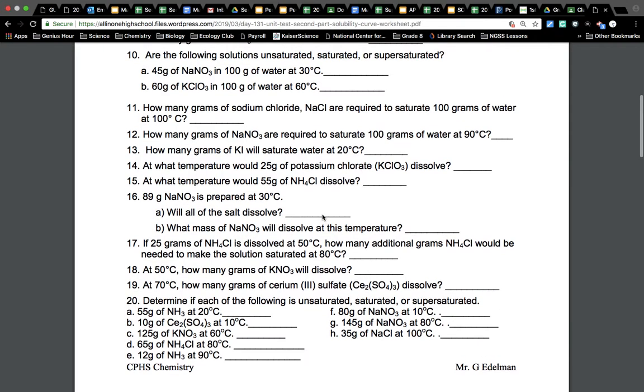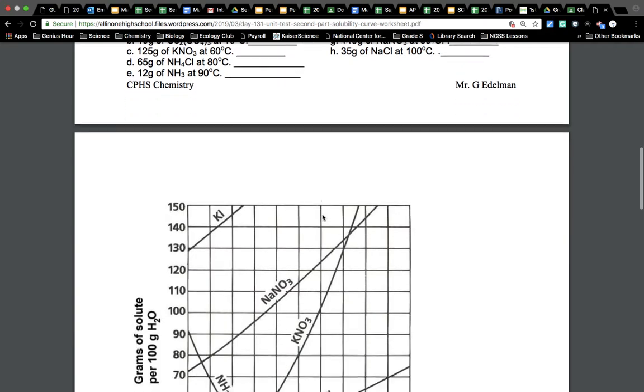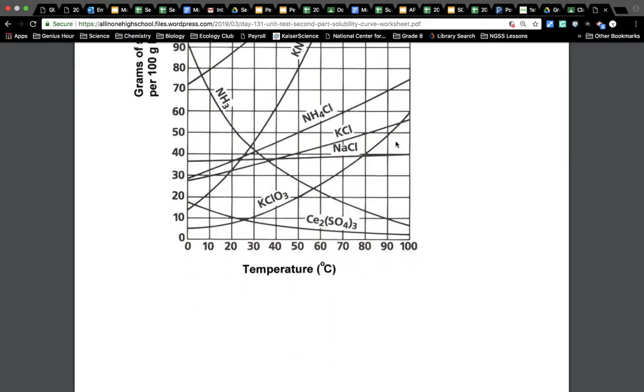How many grams of sodium chloride, NaCl, are required to saturate 100 grams of water at 100 degrees Celsius? So we want to saturate it, so it's going to be right on the line. So NaCl, it's going to be right here. It looks like it's approximately right at 40 grams. If you want to be saturated, it needs to be right on the line. Less than the line, it's going to be unsaturated because it can hold more, but supersaturated, those are conditions where it's got more than what it should be able to hold.